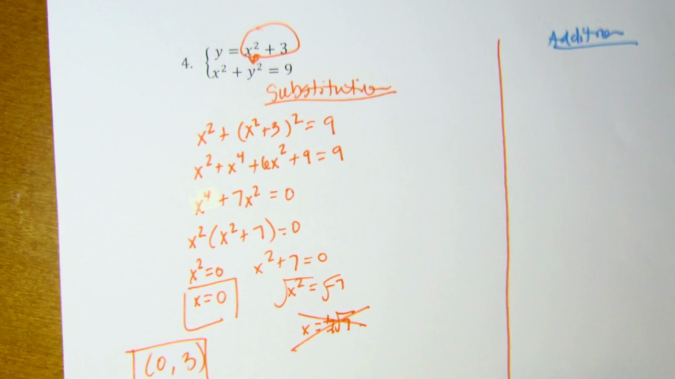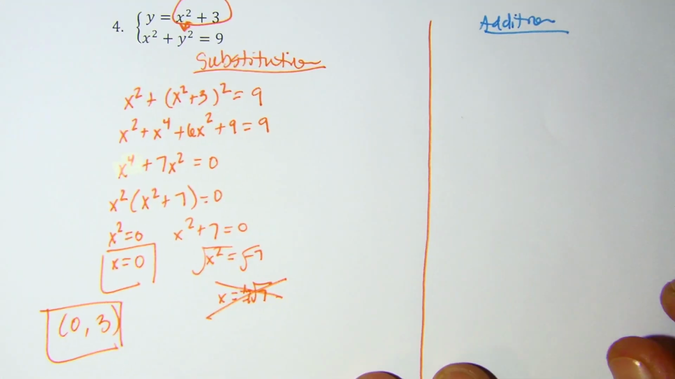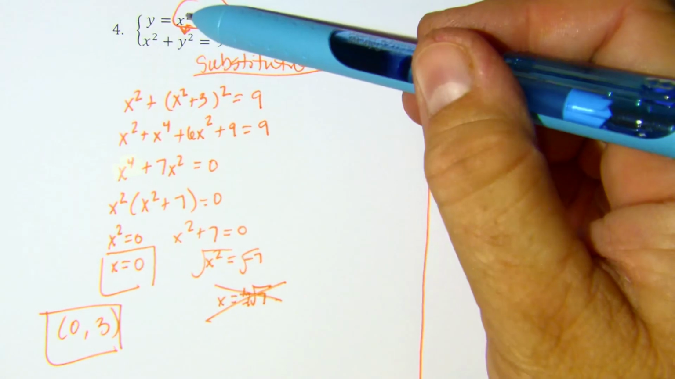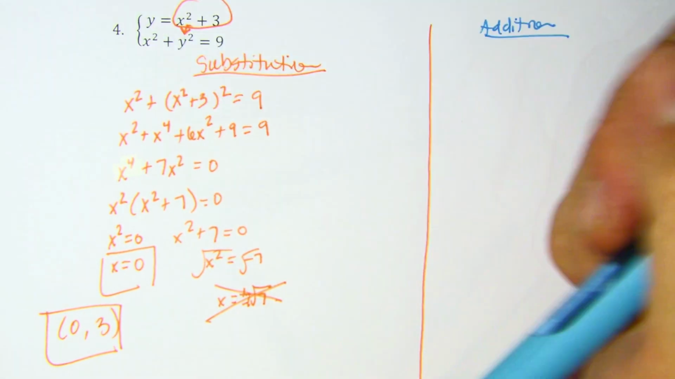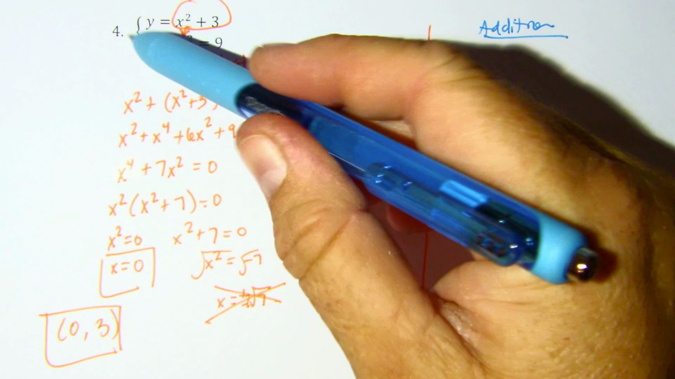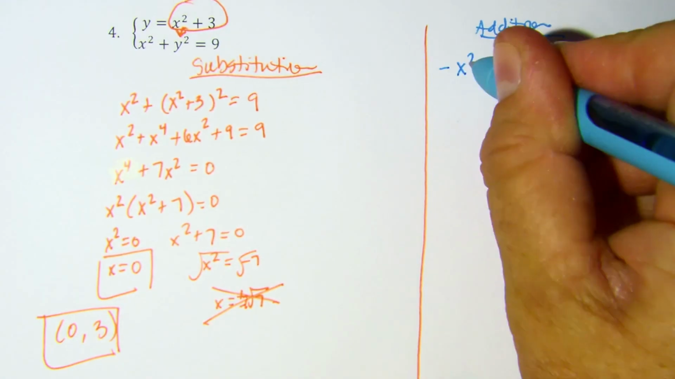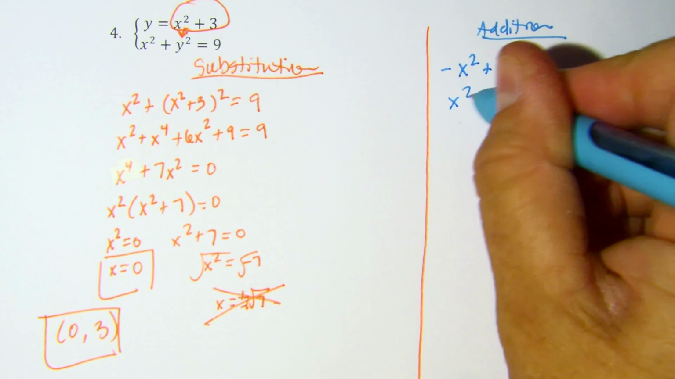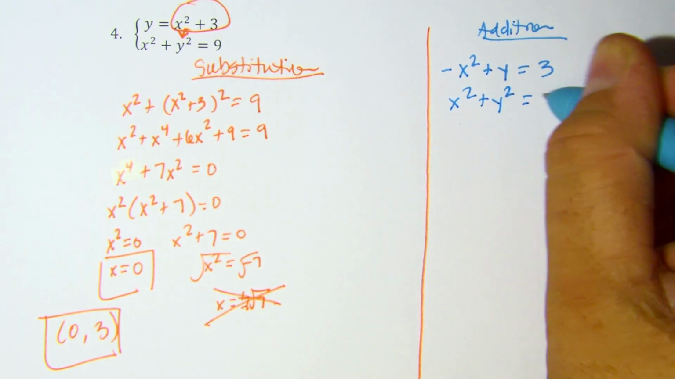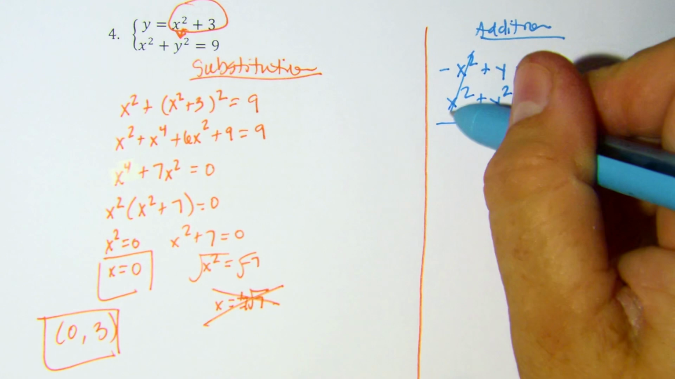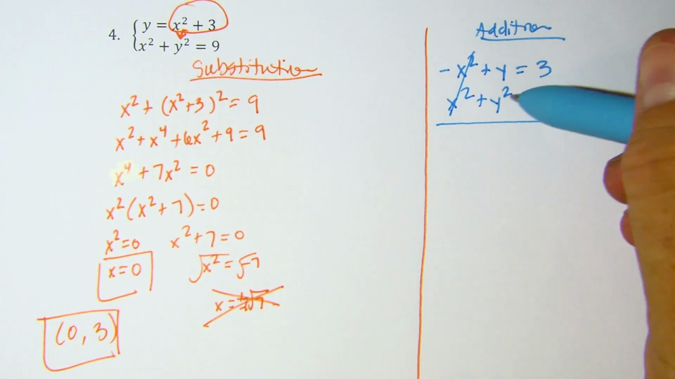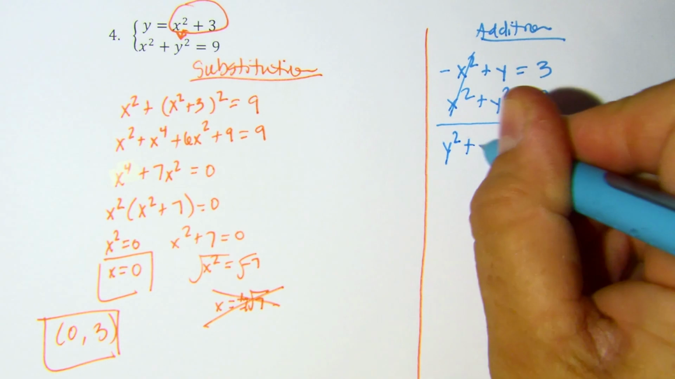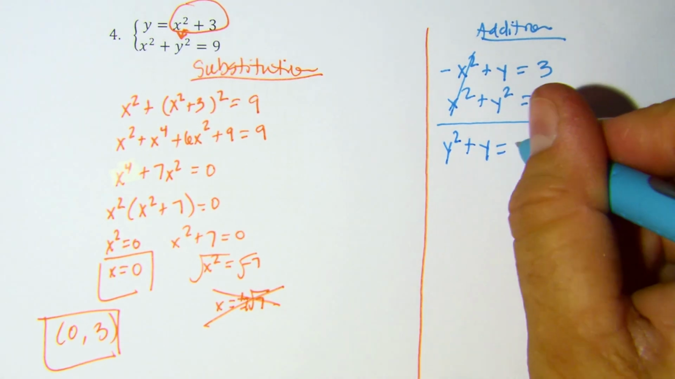Now let's see what happens when we do this with the addition method. So if I'm using the addition method, then I want to get the x squared on the other side so that I can add those together. So subtracting that over, that would be negative x squared plus y equals 3. And then I'd have x squared plus y squared equals 9. Adding those together, the x squareds cancel. Y squared and y are not like terms, so I'd have y squared plus y equals 3 plus 9 is 12.